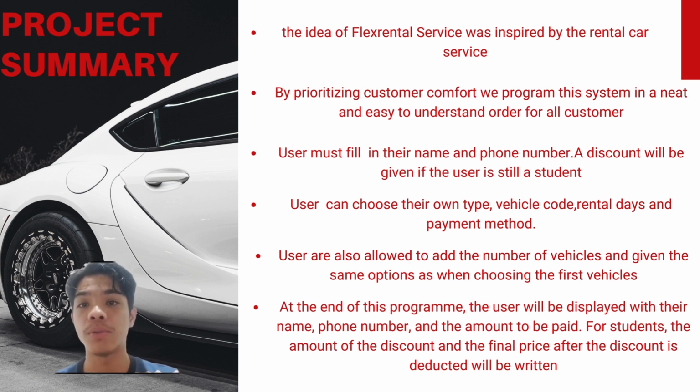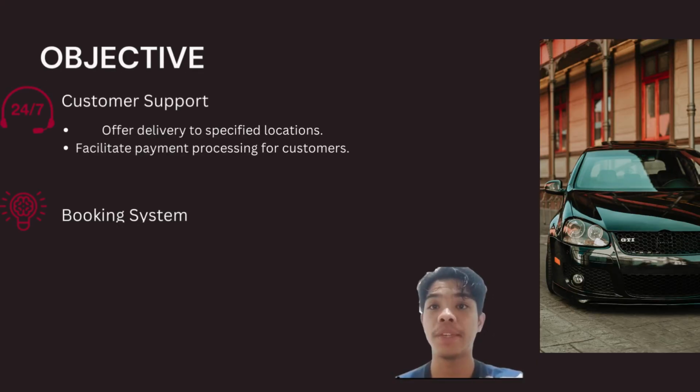Users are also allowed to add more vehicles, with the same options as when choosing the first vehicle. At the end of this program, the user will be shown their name, phone number and the amount to be paid. For students, the amount of the discount and the final price after the discount is deducted will be written. Moving on to the objectives.